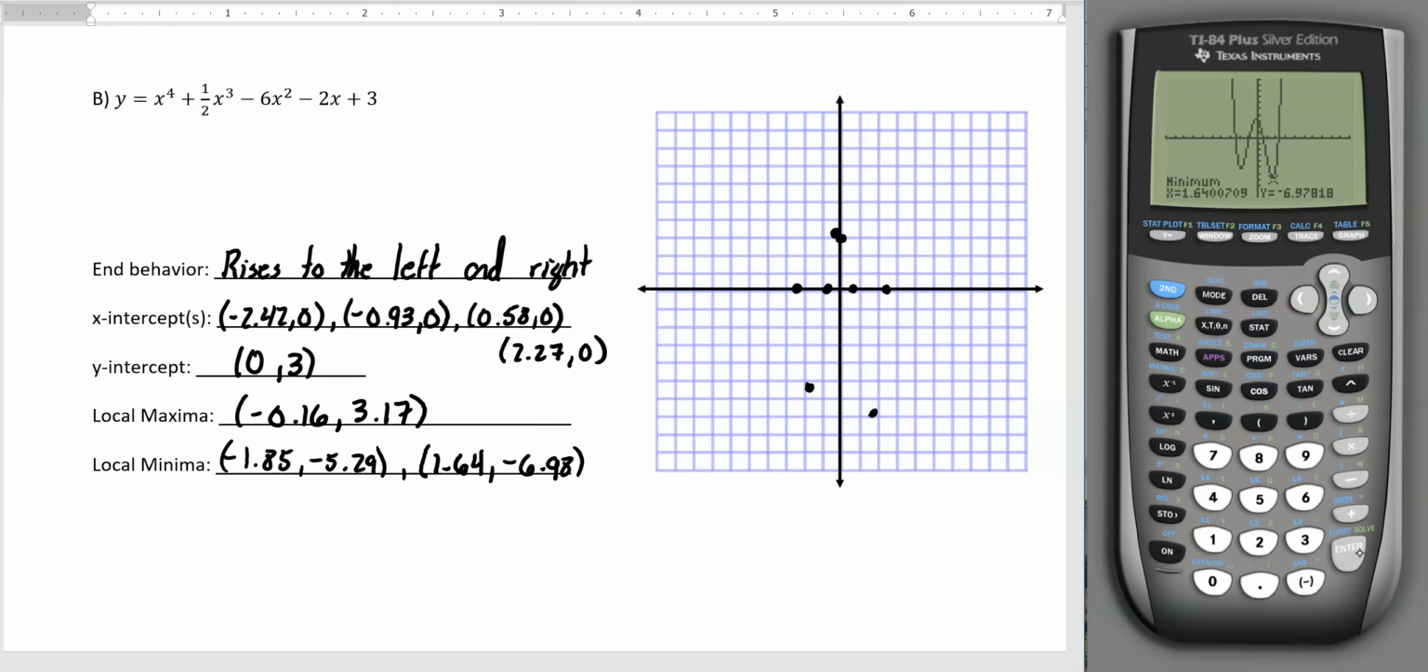Beautiful. Okay. And then our last step is to connect our dots. Remember, end behavior means we start high on the left. We're going to come up through here, down through these points, go all the way down, and bring it back up through. And there we have our polynomial. Fantastic.